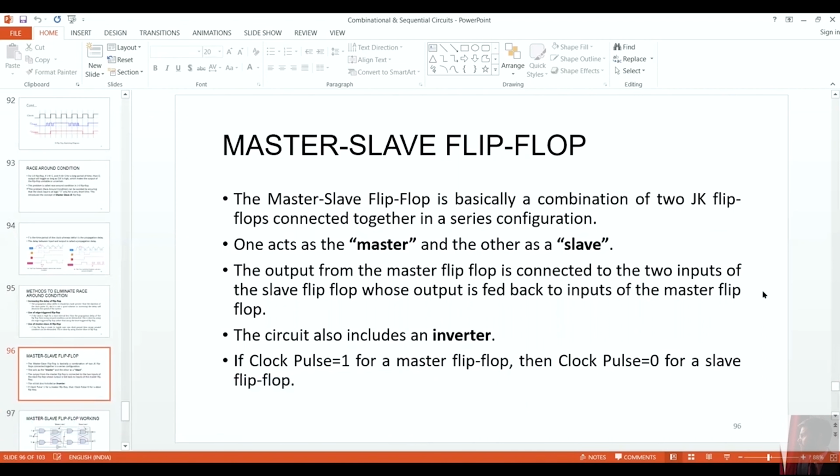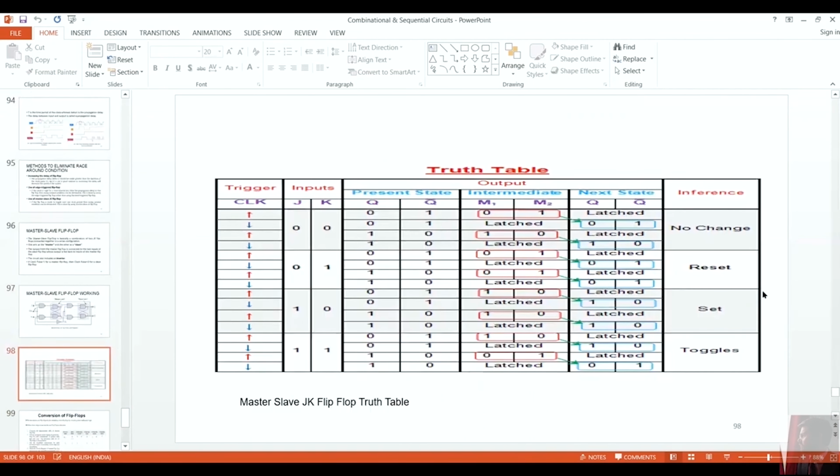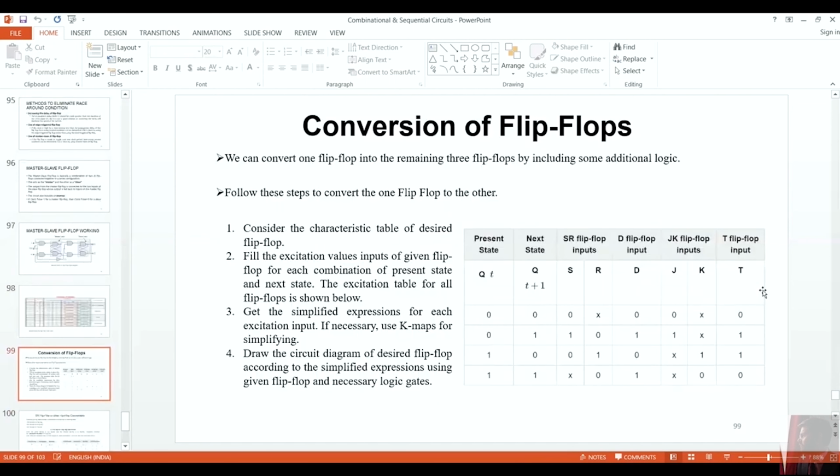One will act as a master, and the second will act as a slave, and this circuit also includes an inverter, right? So just keep it very simple. If the clock pulse is high, then it is master. If the clock pulse is 0, it is slave. You can see that we are introducing a NOT over here, so everything is the same. But yes, if the clock remains high for some time, then the output is uncertain, and this kind of condition is known as the race round condition, and we want to avoid it. Truth table of master slave is the combination. I hope this is clear to everybody.